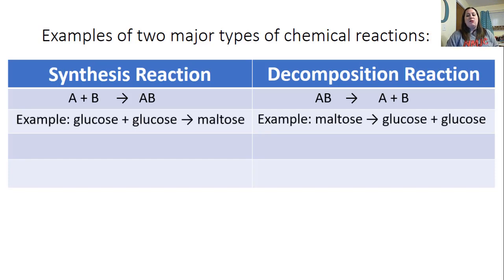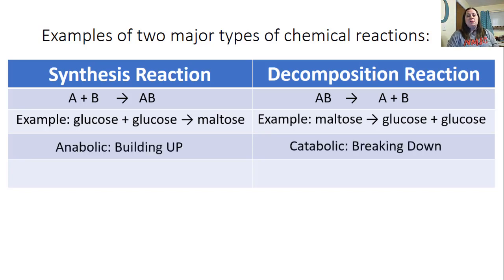So synthesis reactions are like when I take a glucose plus a glucose and I'm going to push them together to make maltose. All right, I'm making a larger molecule. A decomposition reaction would be the opposite. I take the larger molecule, maltose, and I break it apart into glucose plus glucose. All right, so these are opposites. Synthesis reactions are also known as anabolic reactions because they build things, and decomposition reactions are known as catabolic reactions because they break them down.